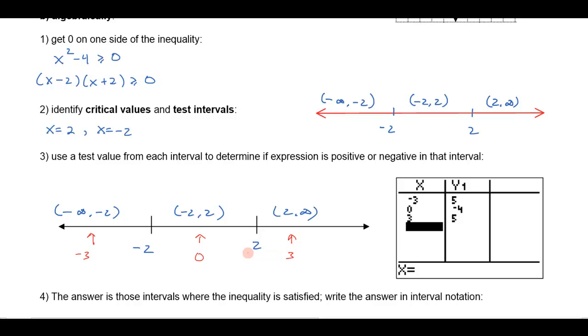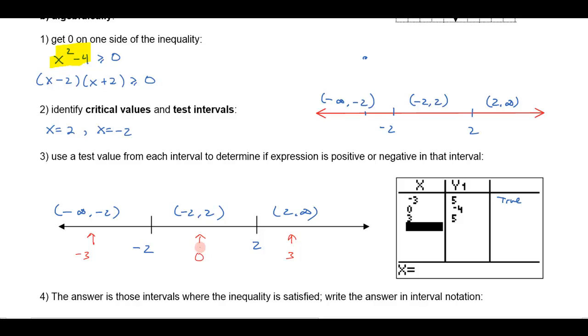Then I'm going to take that test point and plug it into my expression right here. If I plug negative 3 in there, negative 3 squared minus 4, you'll notice that's 9 minus 4, which is 5. Graphically, that means if I come over here at negative 3, the graph is going to be up here, and in particular, the graph is going to be greater than or equal to 0. So that satisfies the inequality. It's going to be true in that interval.